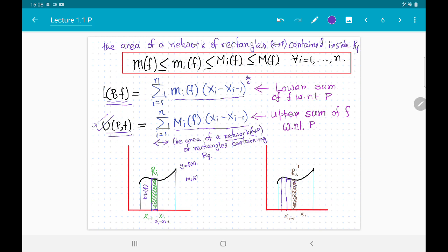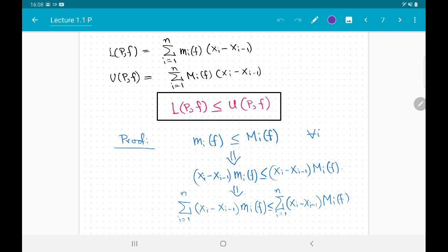Now you may be correctly anticipating that the area of the network of larger rectangles will be at least bigger than the area of the network of smaller rectangles. In particular, you might be expecting that LPF should be less than or equal to UPF. This is what we are going to prove next. The proof is very easy, and you can just read from the slide. Let me not spend too much time on this, and let me go forward.